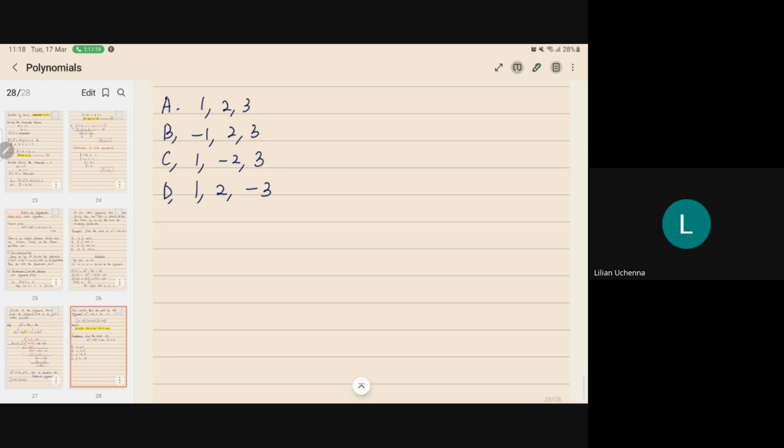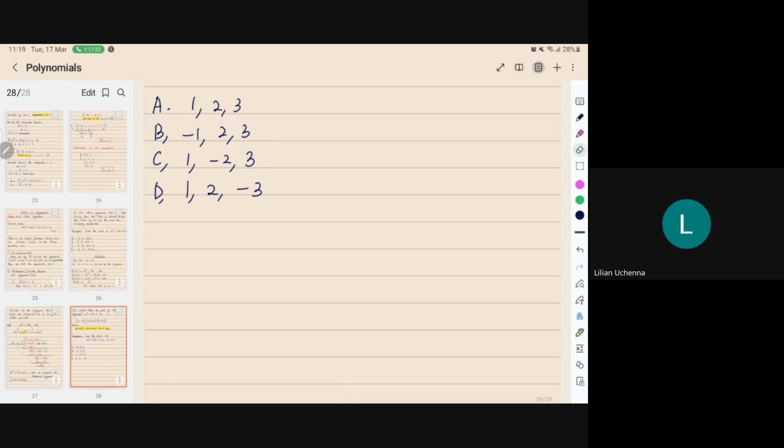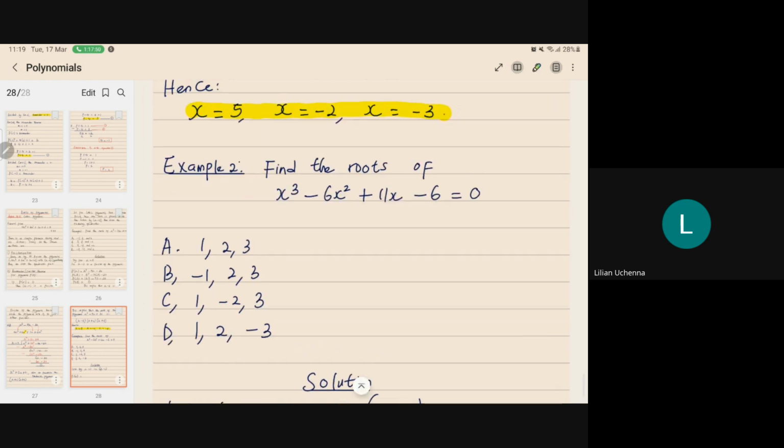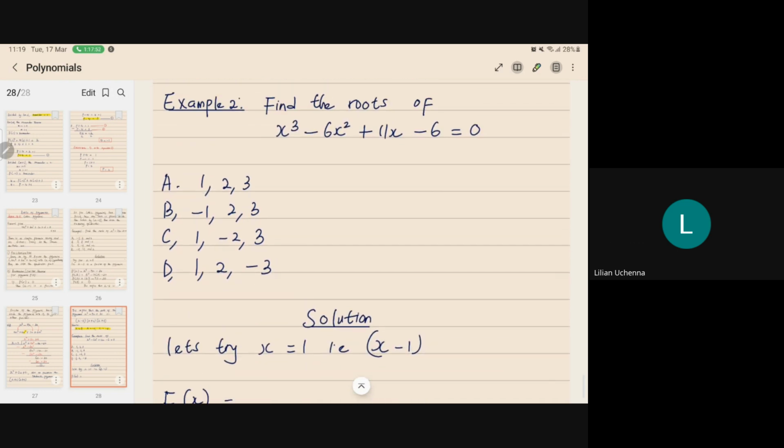So the first thing, let's pick the one that's repeating. I think I have one more of 1, 1, 1, 1. So let's pick 1 as one of them and test it. Solution. So let's try x equal 1. That is x minus 1. First of all, we have f of x, which is our polynomial, equal to x cubed minus 6x squared plus 11x minus 6.